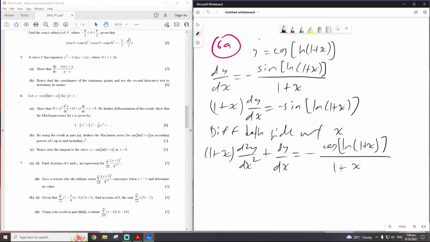And I should say this is minus y over 1 + x. We're going to multiply throughout by 1 + x, so we get (1 + x)² d²y/dx² plus (1 + x) dy/dx, and I'll bring over the y now, so plus y equals 0. And that's what we wanted to show, right?